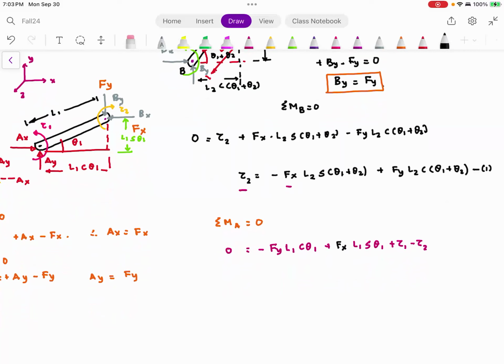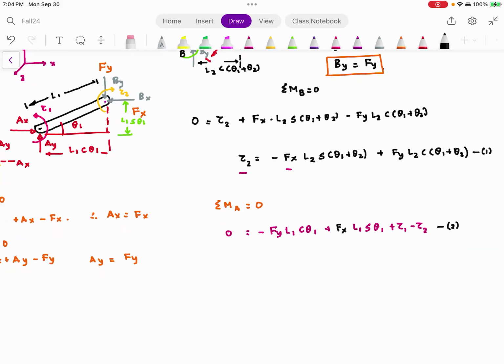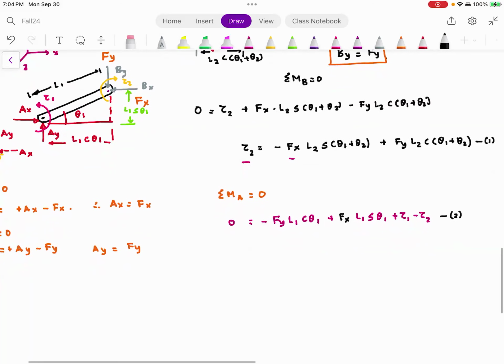This is equation 1. This is equation 2. In equation 1, I have tau 1 and tau 2. In equation 2, I just have tau 2. Are you with me? So I'm going to substitute tau 2 from equation 1 in equation 2. So I will have minus f of y L1 cosine theta 1 plus f of x sine theta 1 plus tau 1, and then I'm going to substitute this equation 1, which is what?